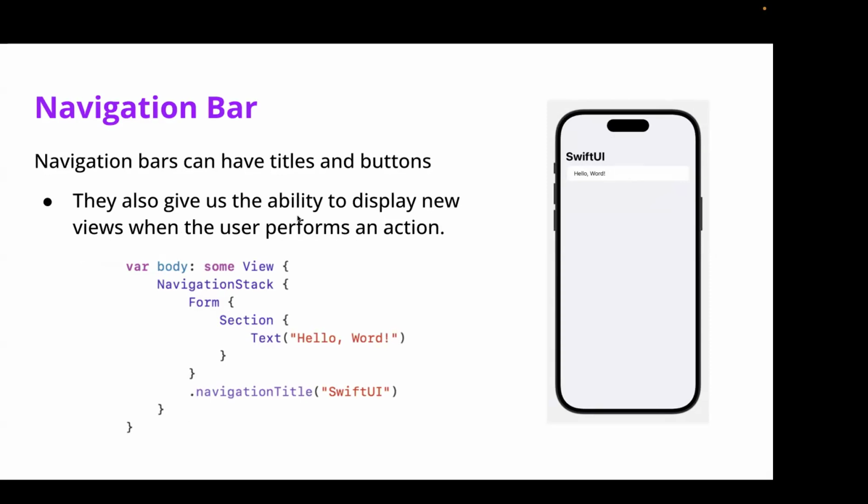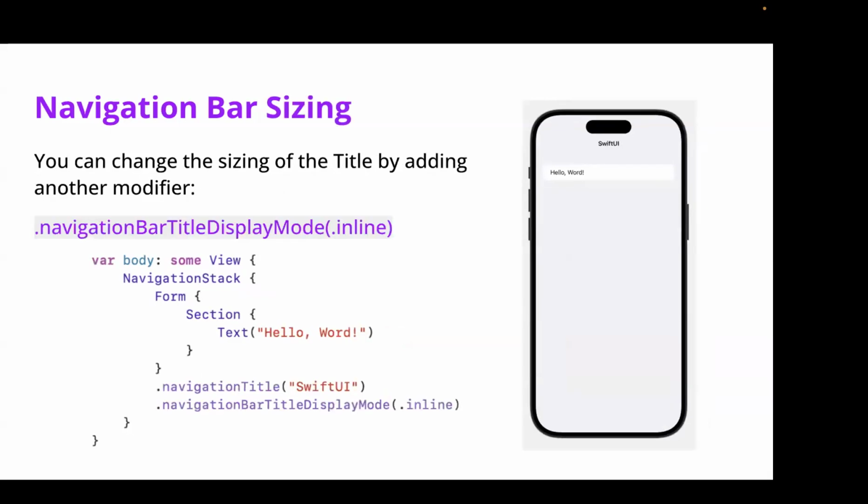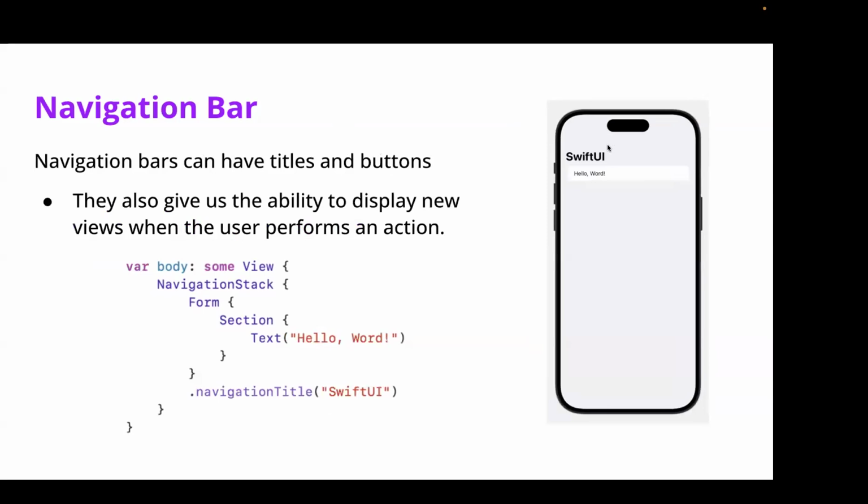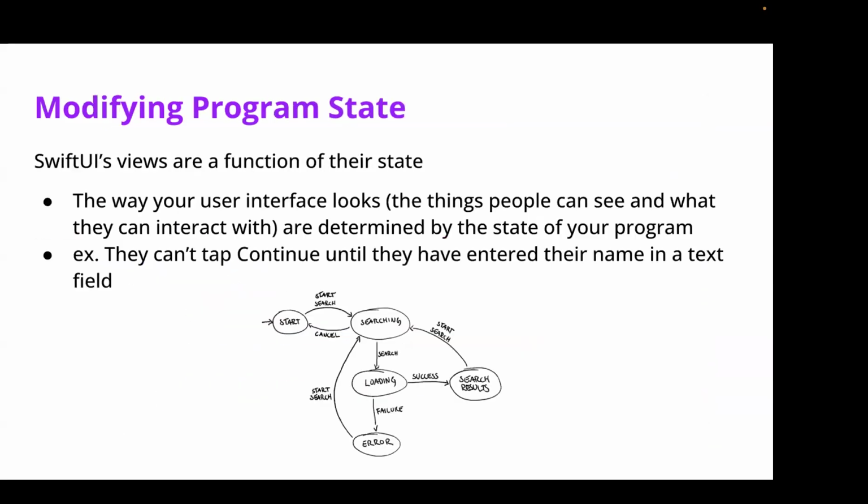Here's some of the syntax for navigation bar. It's called a navigation stack in Swift. You could wrap everything into your navigation stack and then it'll make sure that your content is inside the screen. You can also change the sizing of your navigation bar. If you do dot navigation bar title display mode inline, then it changes the design of the navigation bar and makes the text a little bit smaller. If you look between these two, they look pretty different.